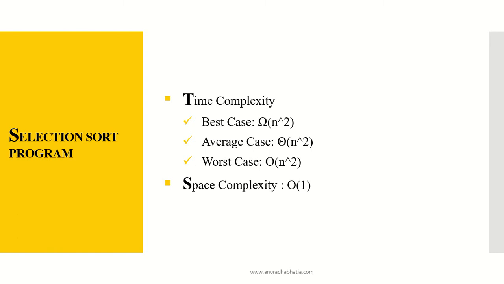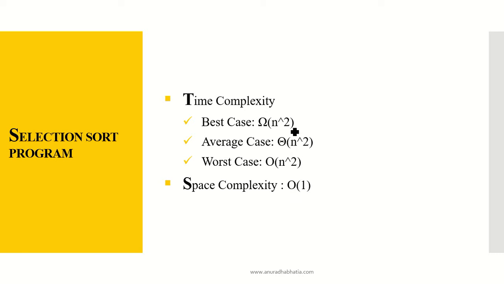Now what is the time complexity for the selection sort program and the algorithm? For best case, it is omega of n raised to the power of 2. Average case is theta of n raised to the power of 2. And worst case is big O of n raised to the power of 2. Now why is it n raised to the power of 2? Because there are two loops executing in which all these statements will be done, and space complexity is big O of n because it takes whatever is the size of my array.